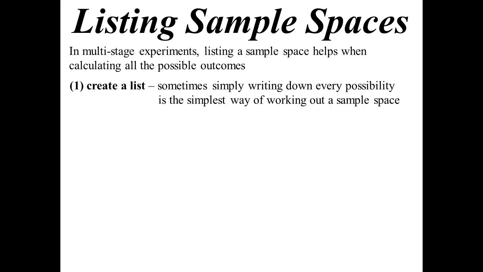So some ideas of how we can work out all the outcomes. How do we list our sample spaces? Certainly important in what we call multi-stage experiments, more than one event. We could simply create a list. We could just simply write down every possibility that there is.